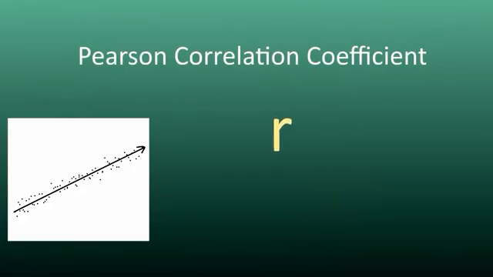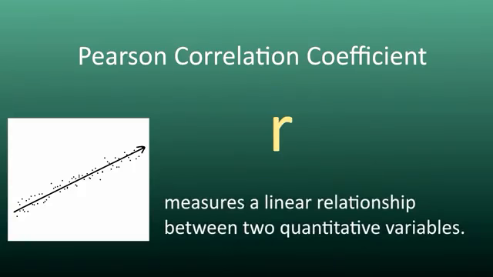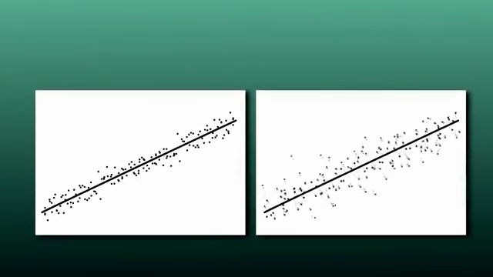By definition, the correlation coefficient measures a linear relationship between two quantitative variables. So at this time, we won't be concerned with curvilinear or any other possible forms a scatterplot may take. The strength of the relationship is determined by how closely the data follow the form of the relationship.